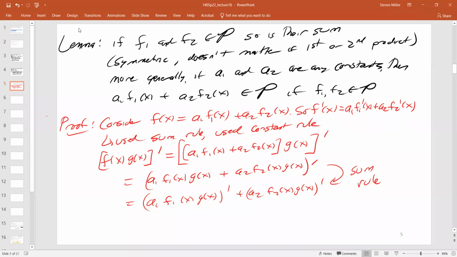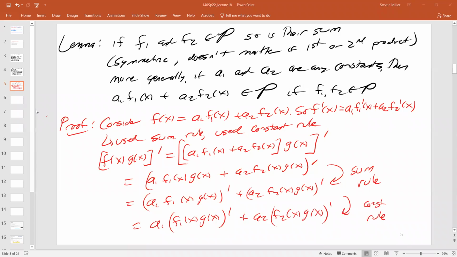Now what do we use? First we used the sum rule. Now what do we use? So the onion, peel away. What's the next thing you can use? The constant rule. So then this would be a1 f1 of x g of x prime plus a2 f2 of x g of x prime. And this is the constant rule. So is everybody comfortable with what we've done so far?